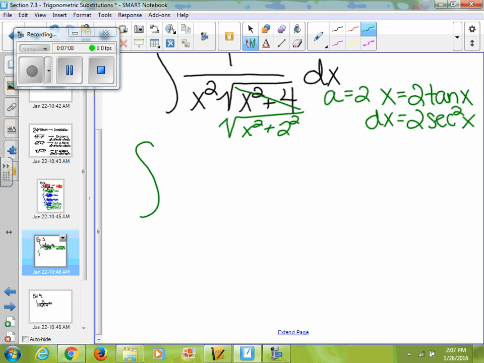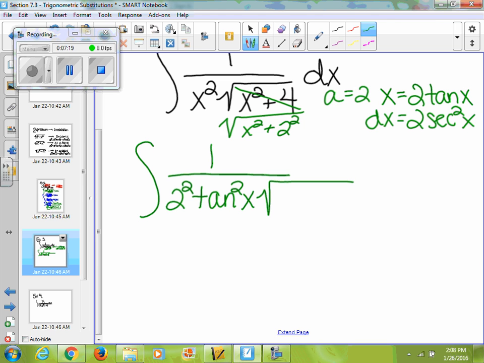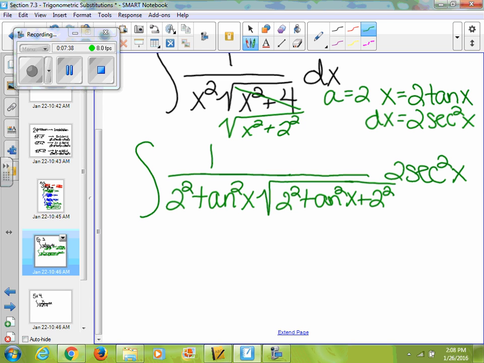Okay, so if I replace all my things in my integral, I still have the 1 on top. X is now 2 tangent, so this is 2 squared tangent squared of x. X again is now 2 tangent, so 2 squared tangent squared of x plus the 2 squared stays the same. And dx is now 2 secant squared of x.